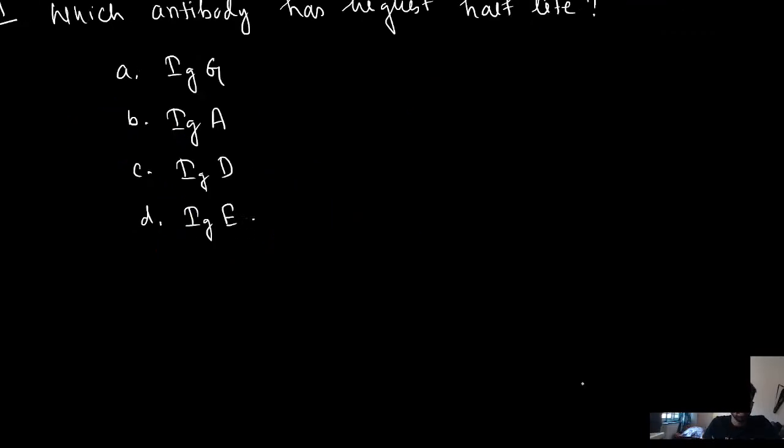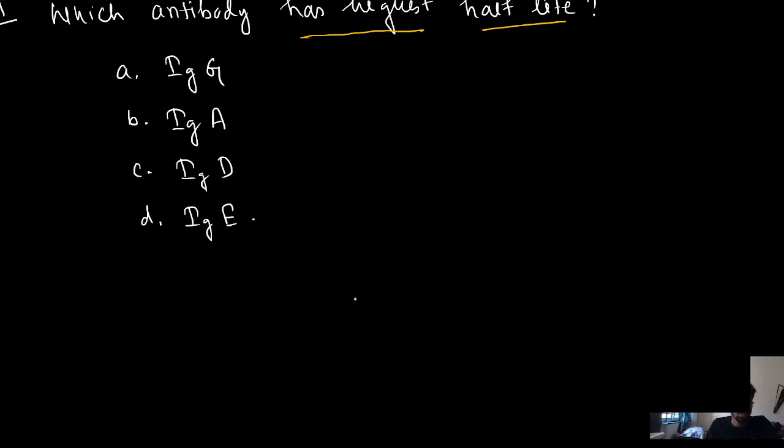Yes, fantastic. Now question number 11. Which antibody has highest half-life? My question is, which antibody has highest half-life? IgG, IgA, IgD, IgE. Which antibody has highest half-life? Yes, Fazal. 5 into 12. Yes, fantastic. Do it faster.